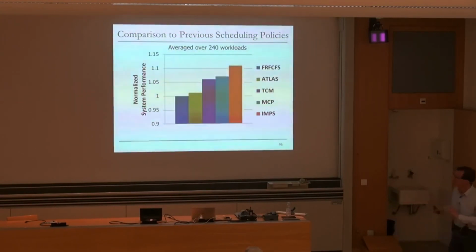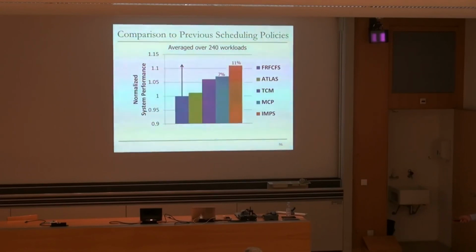And this is the key result, basically. Don't go into a lot of results, but the key result is this. It's average across many, many workloads, as you can see, normalized system performance. This is the baseline FR-FCFS scheduler. ATLAS improves performance a little bit. Thread cluster memory scheduling improves performance a lot. Memory channel partitioning, it doesn't modify the hardware memory scheduler. So its cost is lower, but it improves performance a little bit more. And if you actually integrate it with memory scheduling, in the way I described, you actually get even more performance.